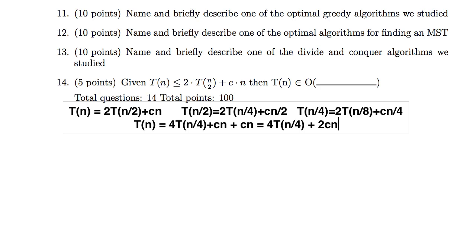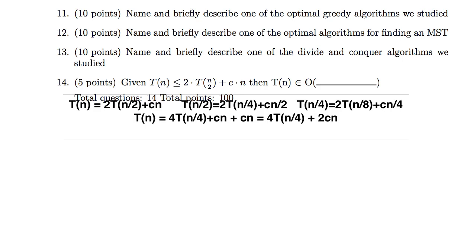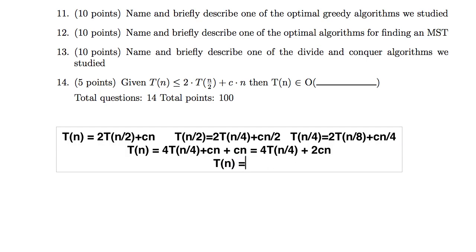Now we are going to iterate. Let's replace that 4T of n over 4. I'm going to end up with T of n equals, replacing T of n over 4 by this value, 8T of n divided by 8, plus 4cn divided by 4, cn, plus 2cn. Is this correct? Yes. Okay.